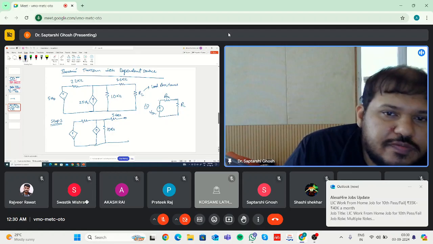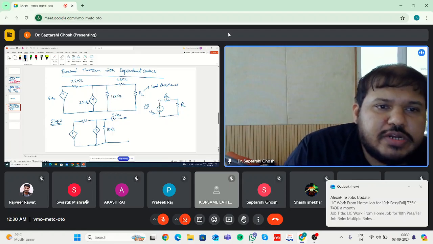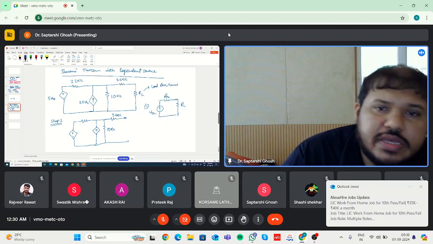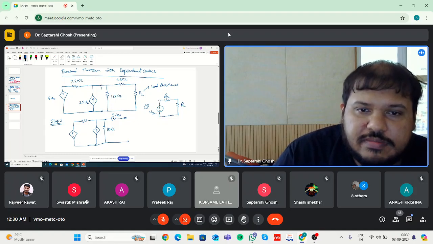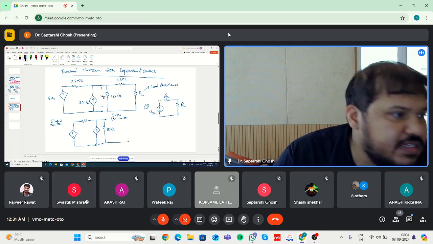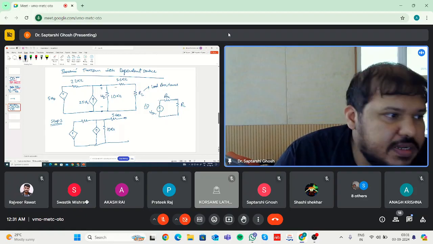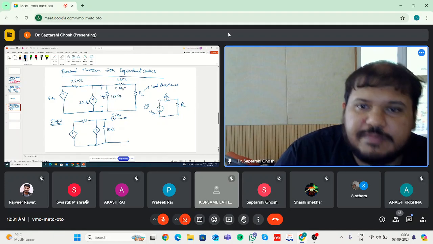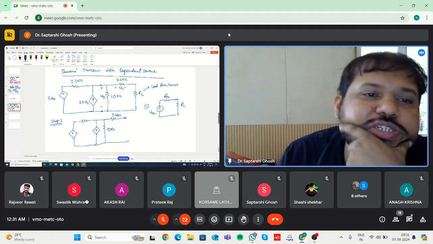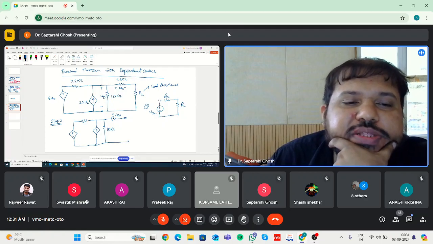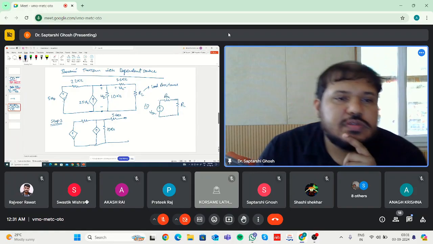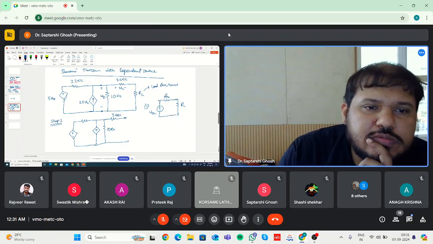Now here you need to know what VD and VC are. VD is given like this, plus minus VD, and VC is given like this one, plus minus VC. That means this dependent voltage source is dependent on the voltage across this, VD. So 5 times this VD will be the value of this dependent voltage source.